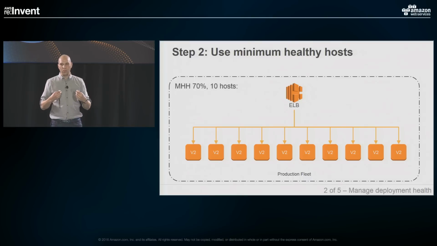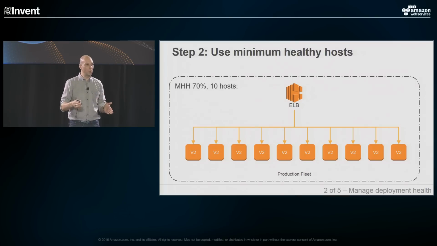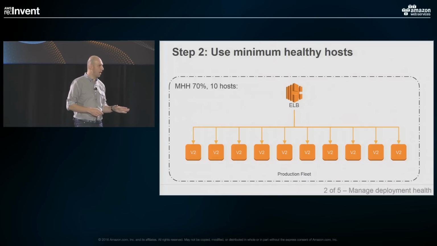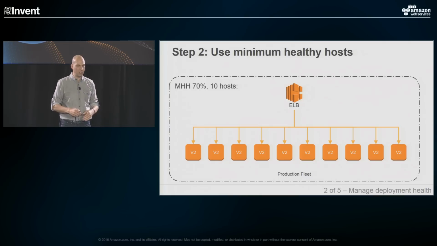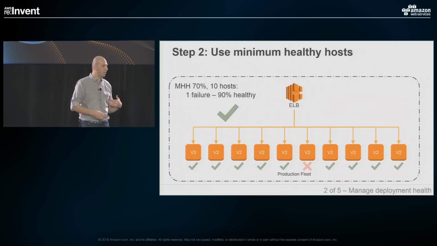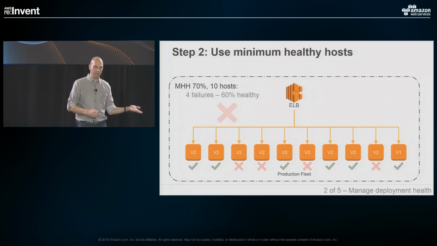So CodeDeploy has a concept of minimum healthy hosts, and this defines the minimum percentage of hosts that are healthy in order to continue a deployment. So let's use an example. Let's say that we've got 10 hosts and we're going to set the minimum healthy host rate to 70%. If we now did a deployment and one host failed, then we'd have 90% of our hosts healthy and we would succeed this deployment. Alternatively, if we deployed to our fleet and 6 out of 10 of our hosts worked, that would mean that only 60% of our minimum healthy hosts exist and we would fail the deployment.